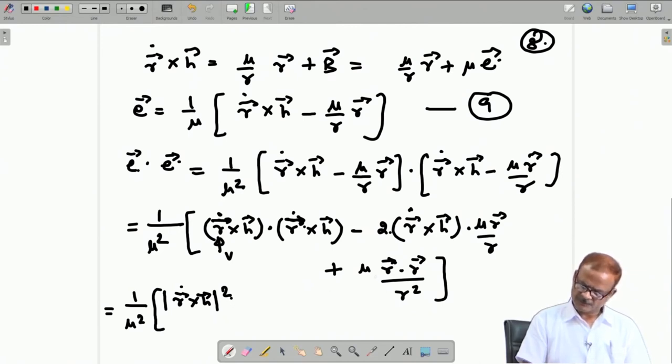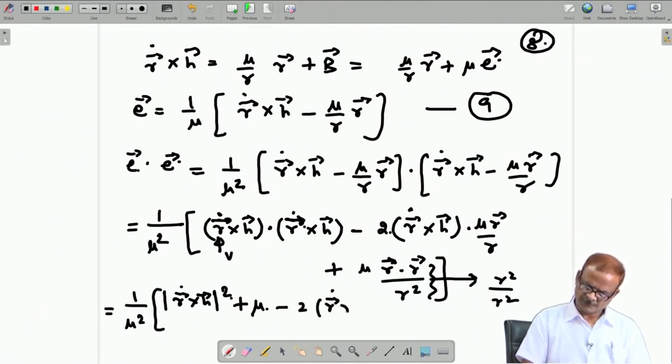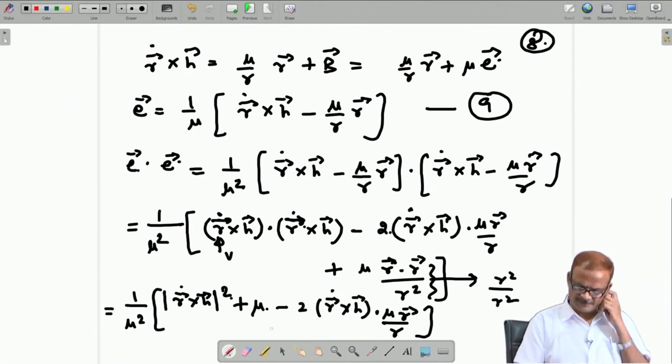So, this quantity is mu times r dot r, which is nothing but r square. This quantity is r square by r square, and therefore, this gets reduced to just mu. So, this is plus mu minus 2 r dot cross h dot mu r divided by r, and this can also be simplified, it is very easy. So, we follow in the next step.